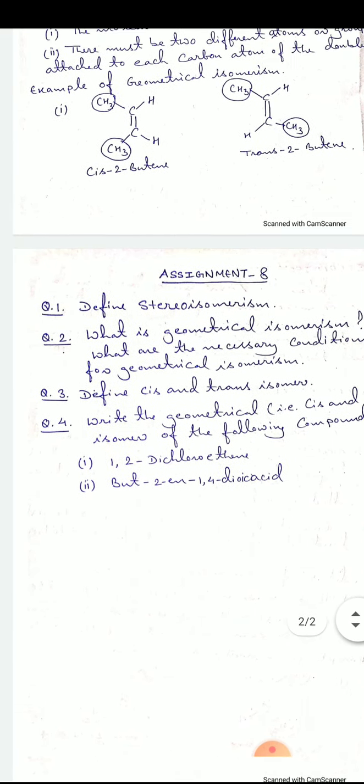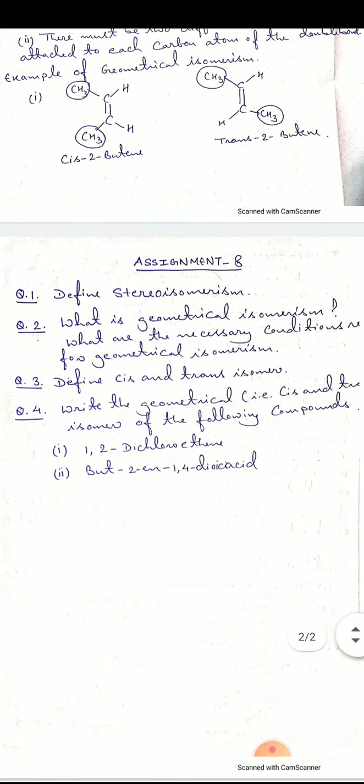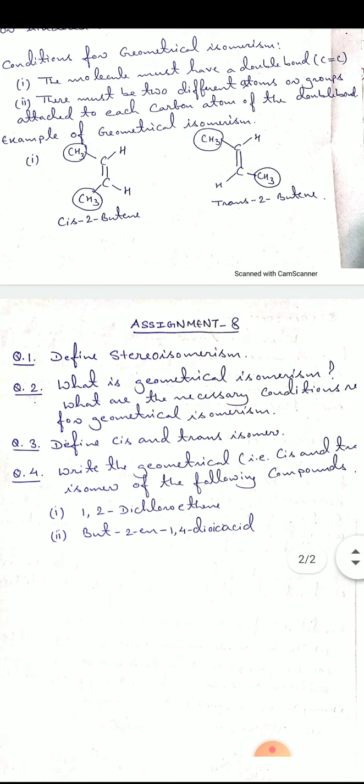of the following compounds: 1,2-dichloroethene, but-2-ene, 1,4-dioic acid. Okay, so you need to write this as you have seen in the example. So complete this assignment and send it.